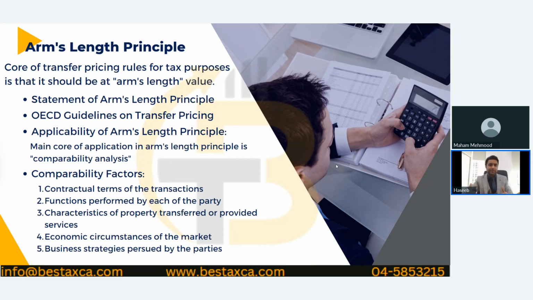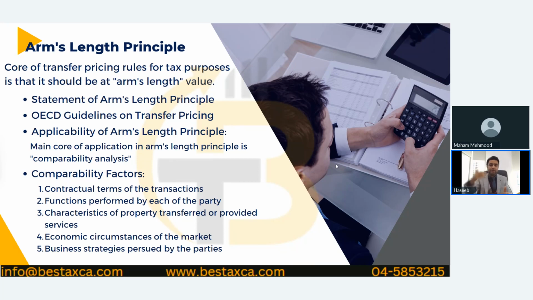Some of the comparability factors are contractual terms. Whatever terms I have in those transactions should be as per industry practices. And whatever functions are performed by each party should also be comparable. For example, let's say I am doing marketing services for one of my related parties, the function is of course comparable.